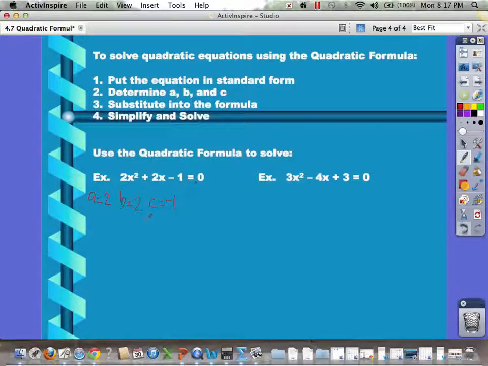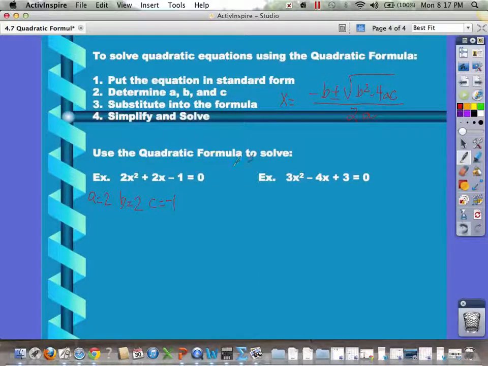Okay, now my quadratic formula is opposite of B plus or minus the square root of B squared minus 4AC all divided by 2 times A. Okay? That's what X is equal to. These will give you the intercepts or the solutions or the roots. That's all it gives you.